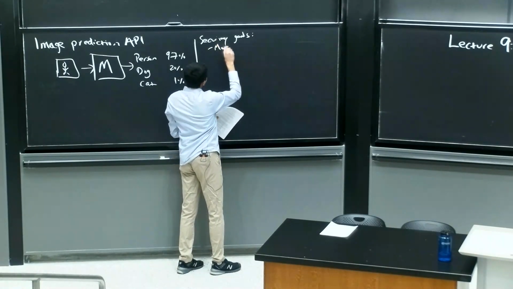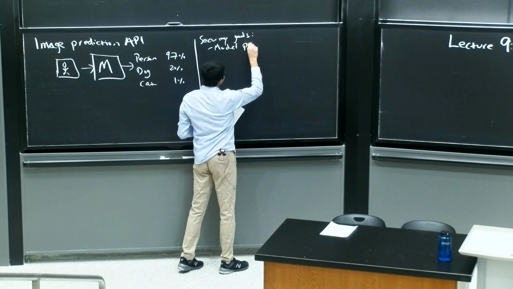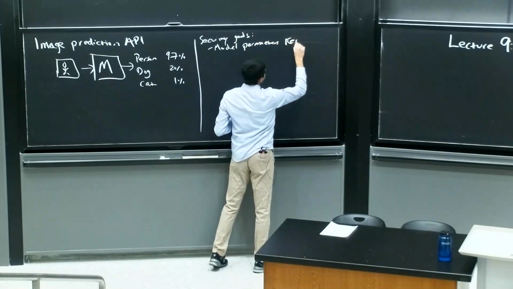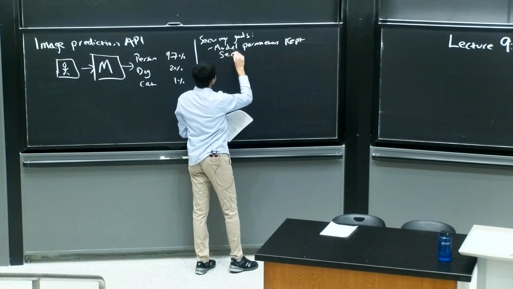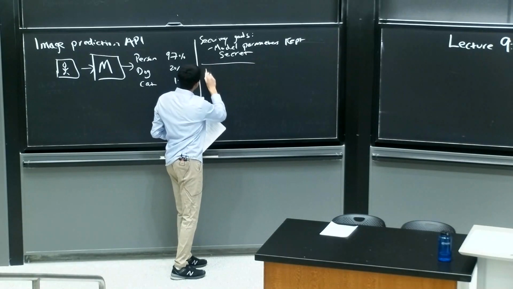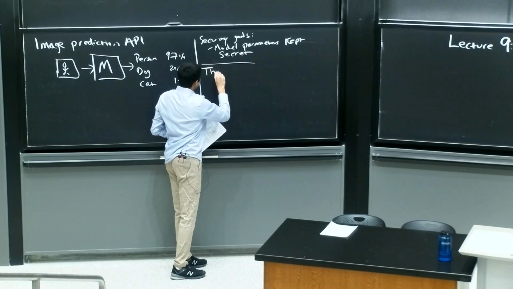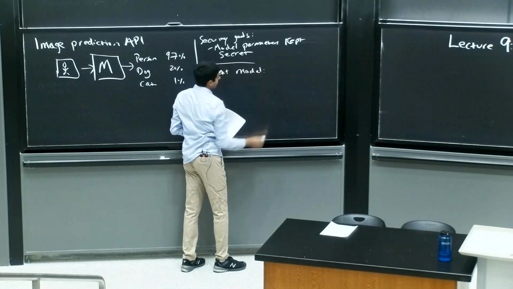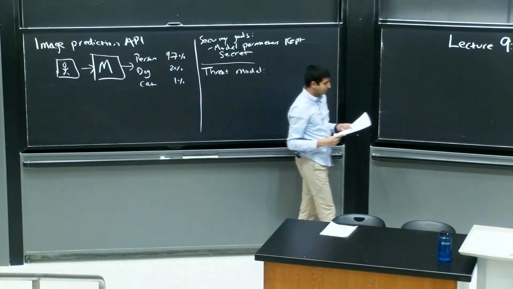So the model's parameters should be kept secret. For this particular example, the threat model, what we say about what an adversary can and can't do, is, I think, the more interesting part.